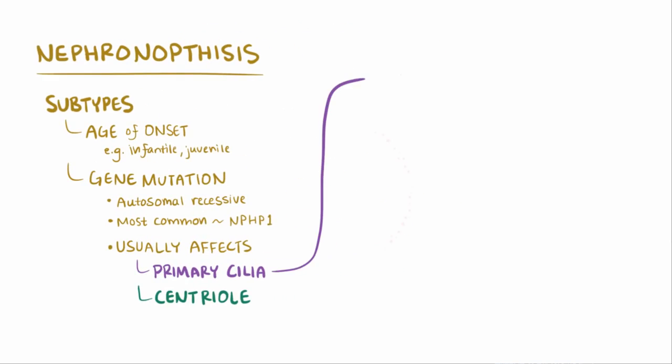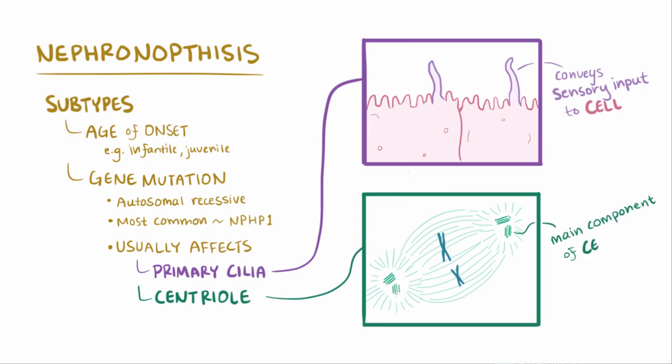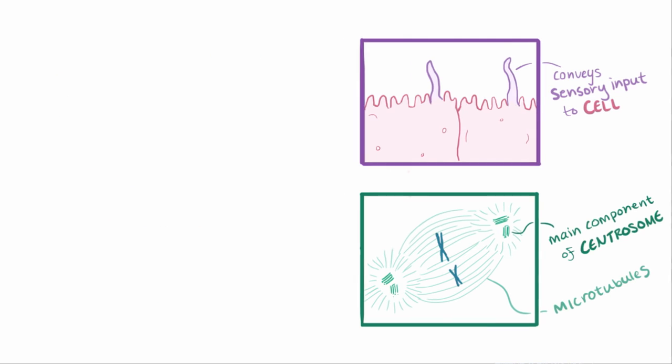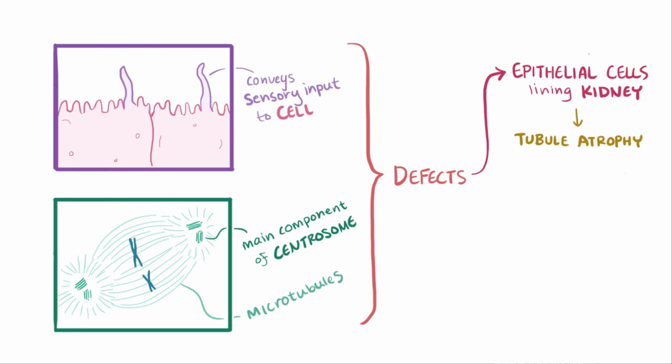A primary cilium is present on almost every human cell, and it's a tiny appendage that projects outside the cell and conveys sensory input to the inside of the cell. The centriole, on the other hand, is the main component of the centrosome, and helps organize the mitotic spindle and microtubules during cell division. When there are defects in these structures, the epithelial cells lining the kidney are seriously affected, and this leads to the tubule atrophy seen in nephronophthisis.